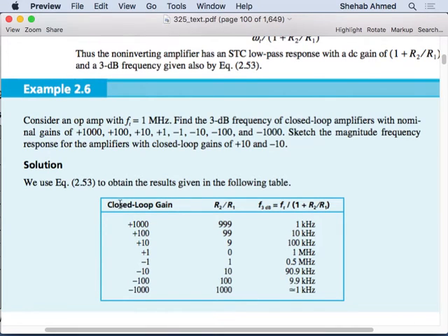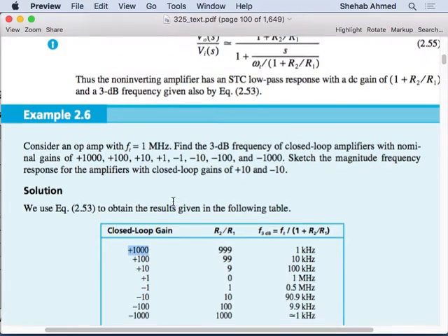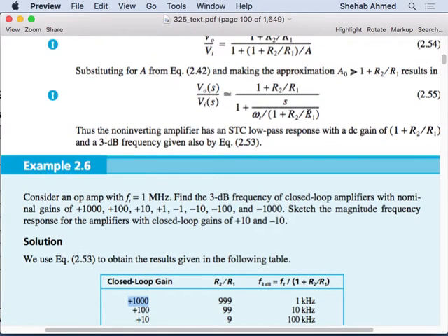So the closed loop gain for the case of 1,000. This is the non-inverting amplifier with a closed loop gain of 1,000. If you find its gain and equate that to 1,000, that's this case. What is R2 over R1 in this case? It will happen to be 999. And then they're asking you to find the corresponding 3 dB frequency.